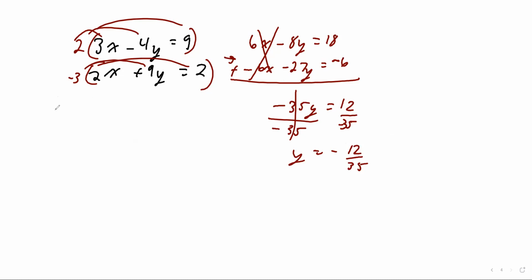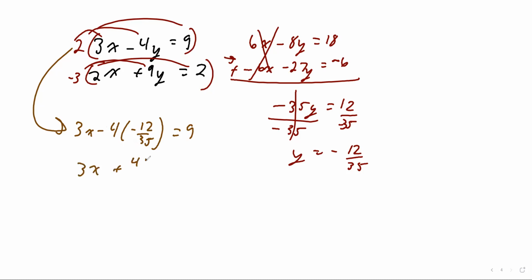All right. Now, the hard part when you get an answer that's a fraction is plugging it back in. So again, I will probably default to the first one. It doesn't really matter. So I get 3x minus 4 times -12 over 35 equals 9. All right, 4 does not go into 35. That's a bummer. So therefore, we'll just multiply it out. Two negatives make a positive. 4 times 12 is 48 over 35 equals 9.